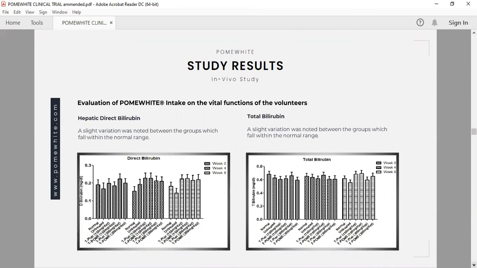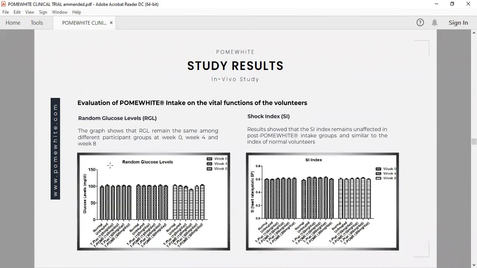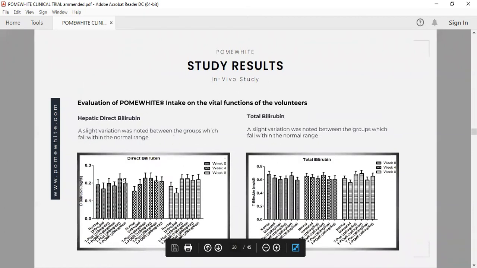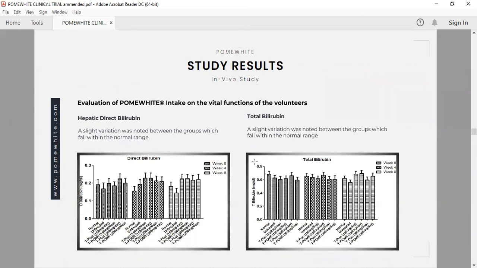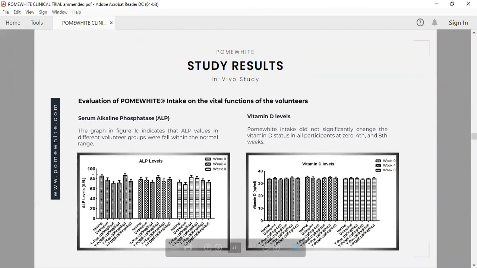Now, from the study results, it can be clearly seen, these are the vital function parameters assessment. From the vital function parameters, we can see all of these, up to the SI index. You see, this is the direct bilirubin. It falls under the category of normal range. Total bilirubin is also in the normal range, even after 8 weeks of treatment. Similarly, alkaline phosphatase is again in the normal range. Vitamin D levels are also in the normal range.